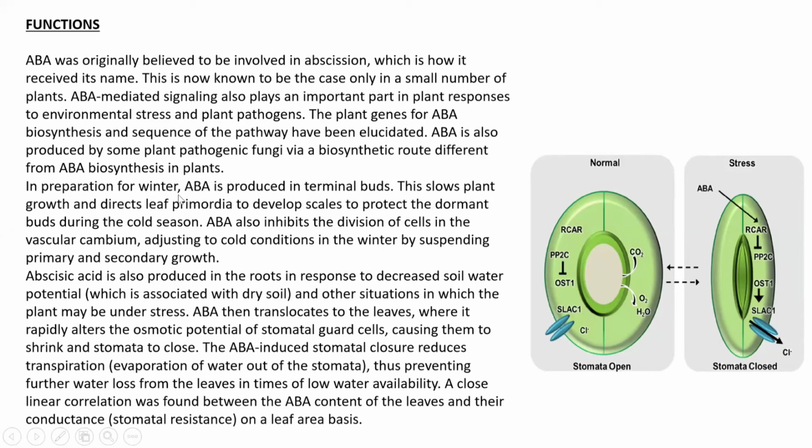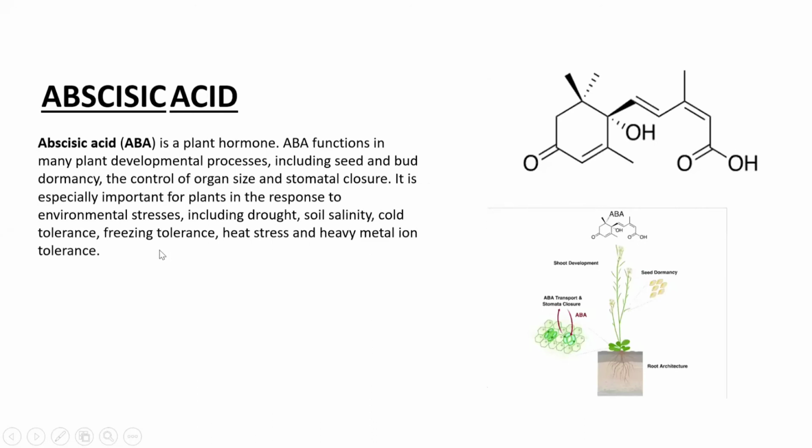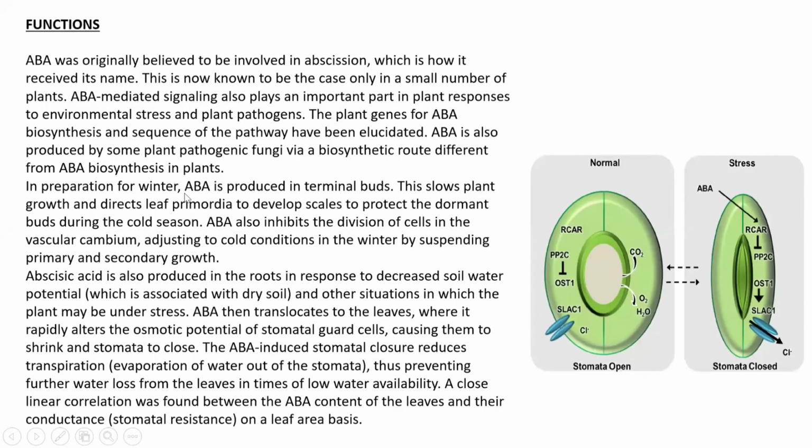In preparation for winter, ABA is produced in terminal buds. This slows the plant's growth and directs leaf primordia to develop scales to protect the dormant buds during the cold season. As we discussed earlier, abscisic acid helps in cold tolerance. So during winters, as it is very cold, abscisic acid is produced in terminal buds, which helps in protecting the dormant buds from the cold weather.